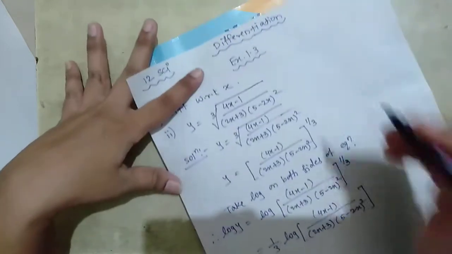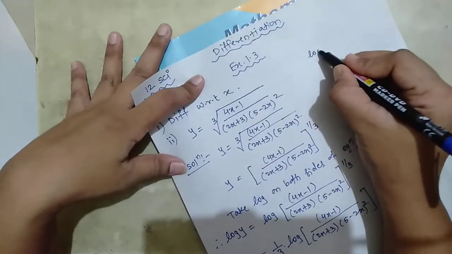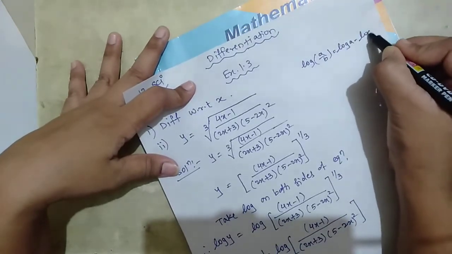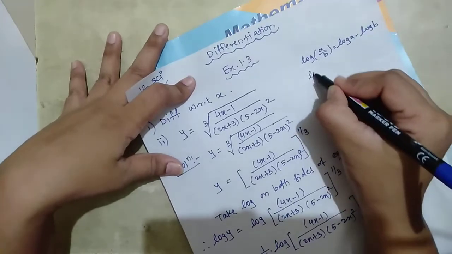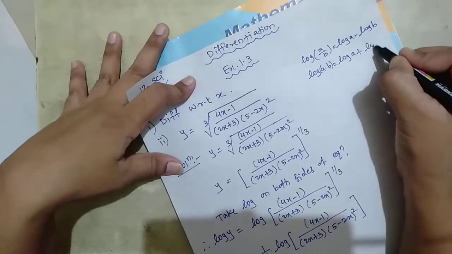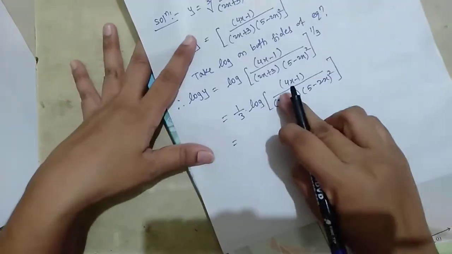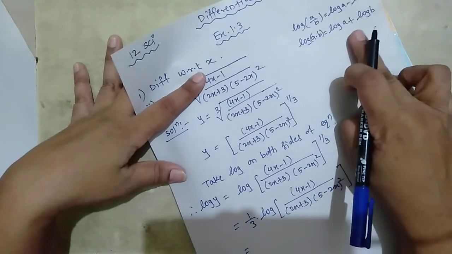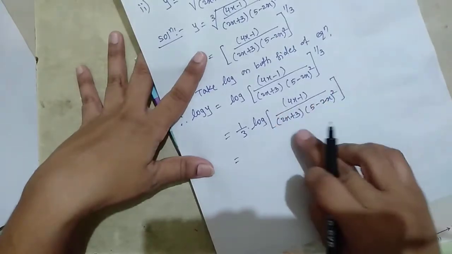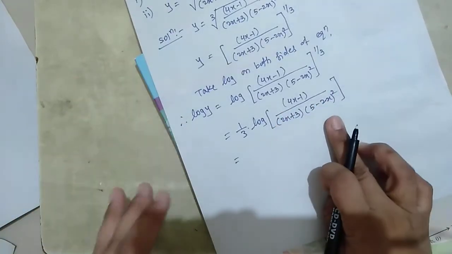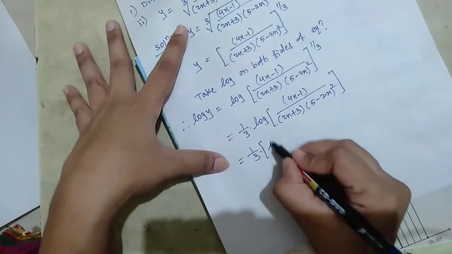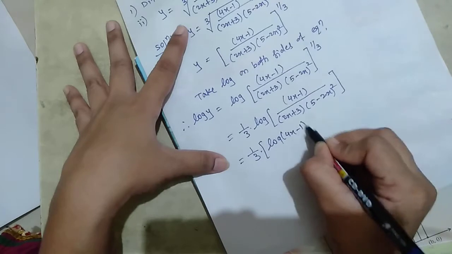Now we have the formula. Log of a by b is equal to log of a minus log of b. And log of a into b is equal to log a plus log of b. So we will use this formula. For product the sign is plus, and for division there is a minus sign. Here in the denominator, in the division, how many terms do you see? Two terms, two brackets. So what is the next step? It is 1 by 3 into log of 4x minus 1.